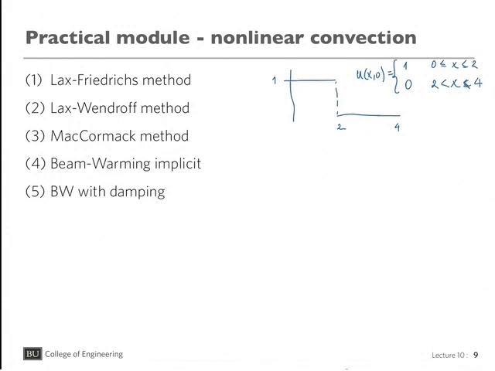So you want to investigate the propagation of this discontinuous function under the inviscid Burgers equation with the Lax-Friedrichs, Lax-Wendroff, MacCormack method, and the implicit Beam-Warming, which we've seen. In addition, this is going to be step 5. Step 5 is going to be to investigate the effect of adding a damping term to the finite difference. So what this means is we add on the right hand side a fourth order damping term.